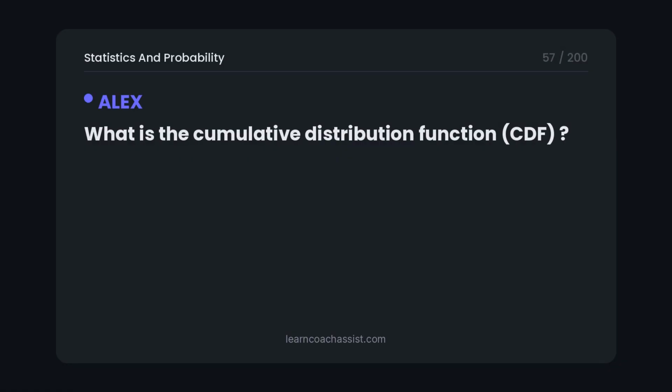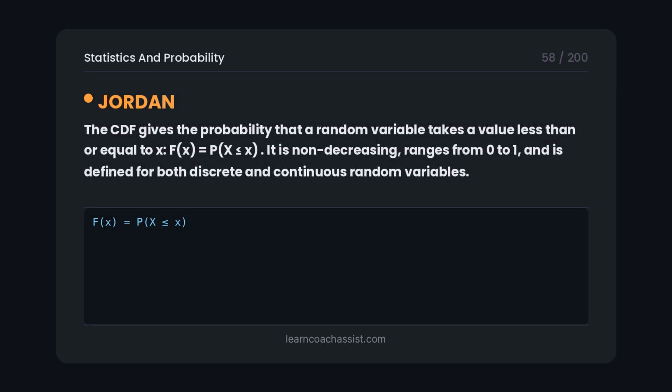What is the cumulative distribution function, CDF? The CDF gives the probability that a random variable takes a value less than or equal to x: F(x) equals P(X ≤ x). It is non-decreasing, ranges from 0 to 1, and is defined for both discrete and continuous random variables.